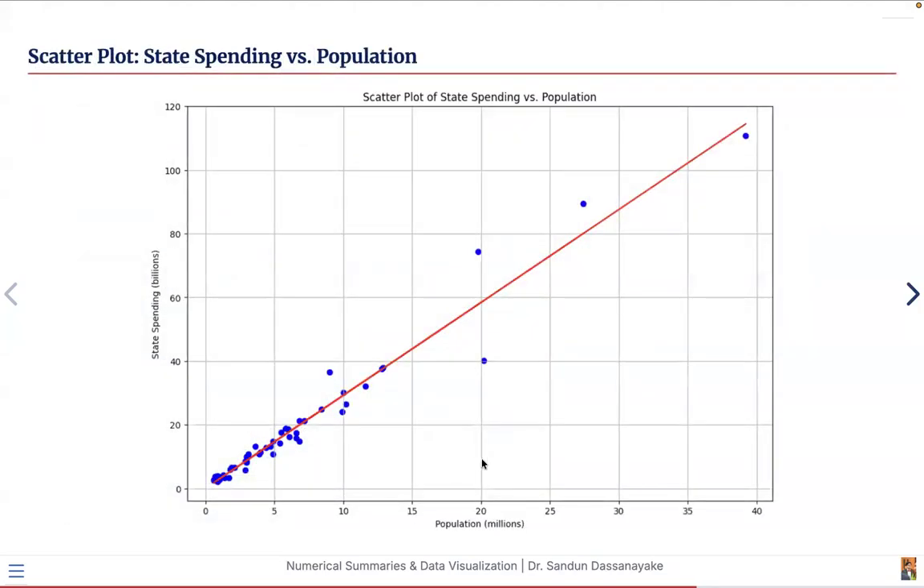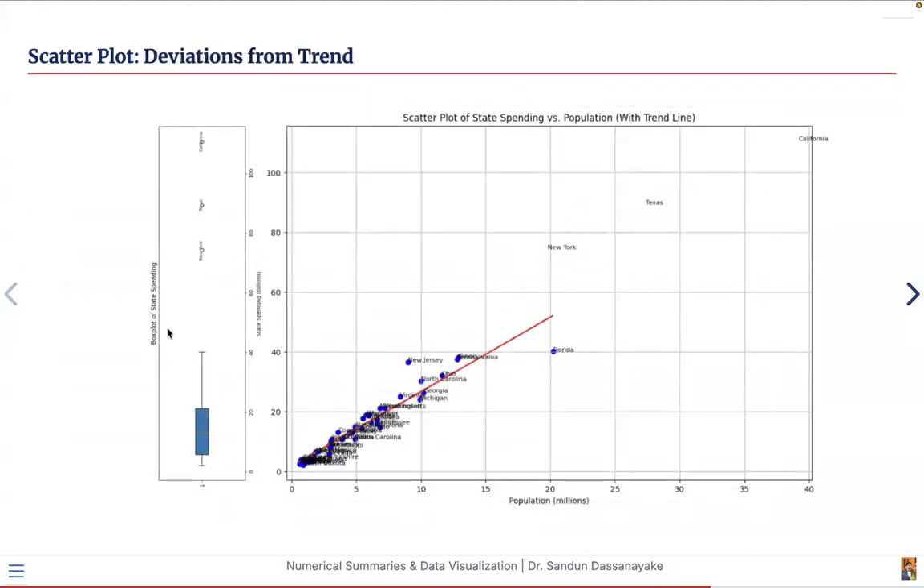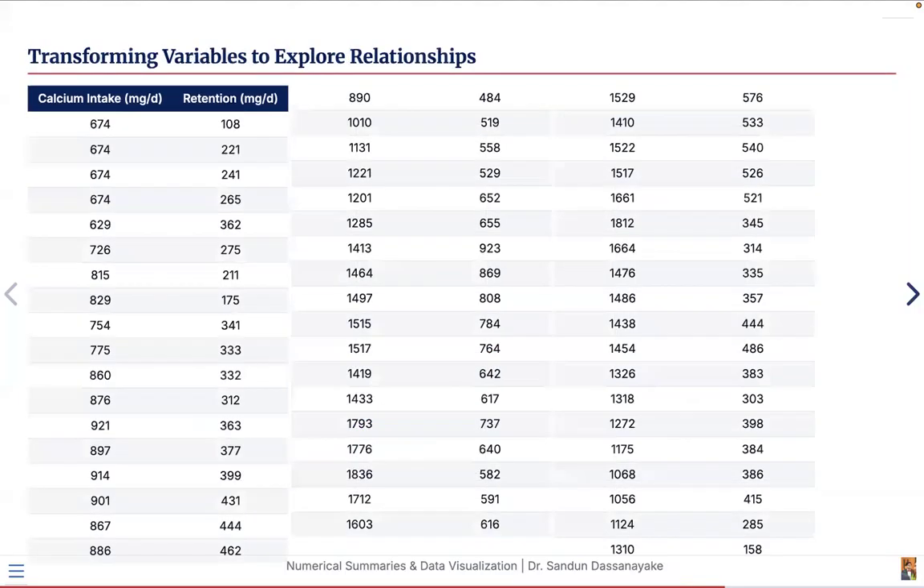Let's see. So this is the spending, population is there, state spending is there. And then when you draw state spending versus population, so this is state education spending versus population. Now you can see a box plot of state spending and a scatter plot versus population with a trend line, and you can see the distribution, which states are deviating from the expectation, or rather the expectations that we get from the data.